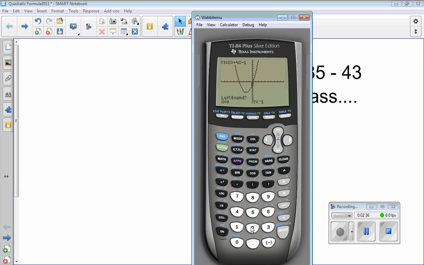Which one do you want to start with? I don't care which one. You've got to pick it. Let's pick the right-hand one. Let's pick this one over here on the right-hand side. Okay?